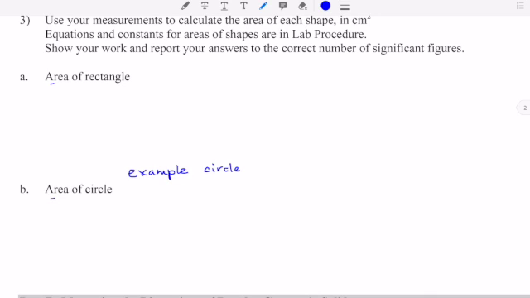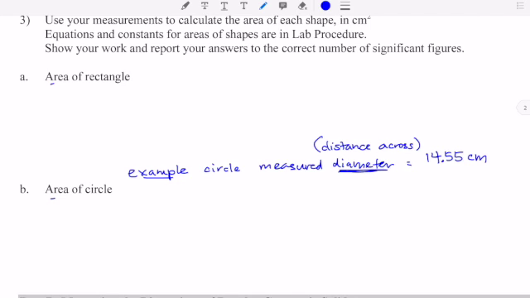Circle, measured diameter. This is not the measured diameter of the circle in the lab, but let's just use an example, okay? So let's say it was 14.55 centimeters. The diameter is the distance across. Hopefully you measured that, straight across, whether it was the flat circle or the circle on top or bottom of your can or cylinder. So the distance across is the diameter.